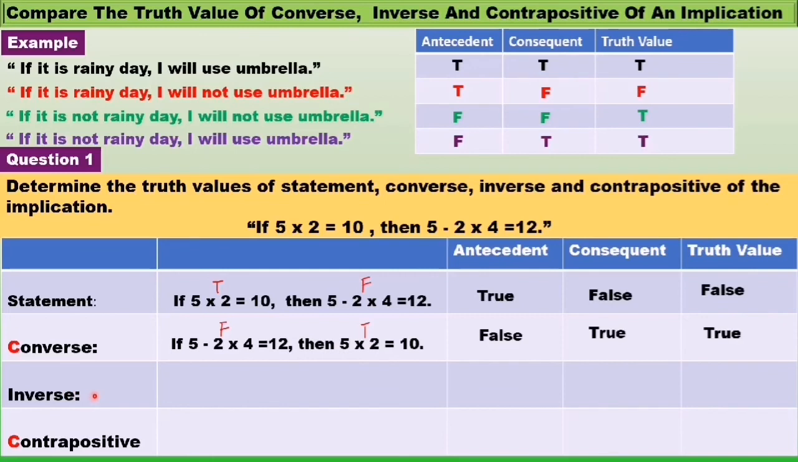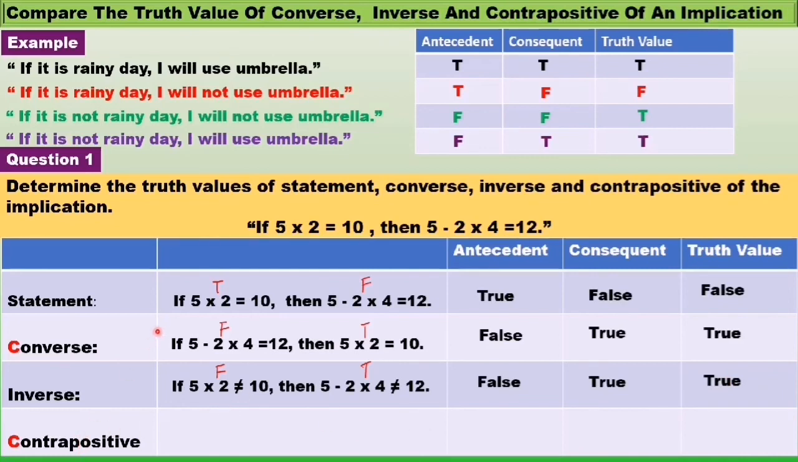Still remember how to get inverse? We refer to the statement and equals to not equal. So if 5 times 2 not equals 10, then 5 minus 2 times 4 not equals 12. So now antecedent is false and consequence is true. False true will obtain truth value true.